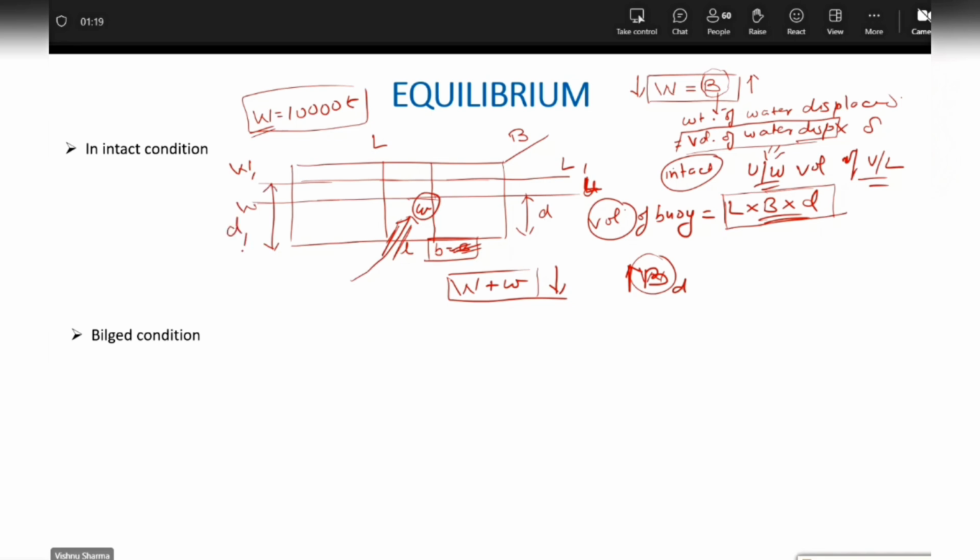When the vessel sinks to this new draft, D1, again, the volume of buoyancy now provides sufficient buoyancy to support this new displacement of capital W plus small w. Why has the draft increased? The draft has increased because you are assuming that the water that found its way in the compartment is the water loaded on board the vessel.